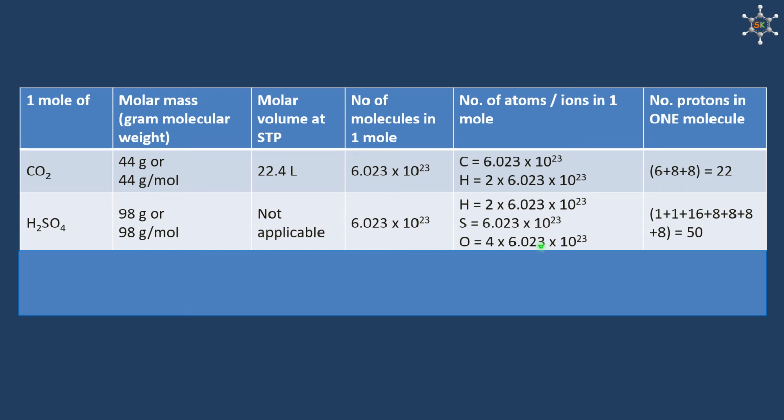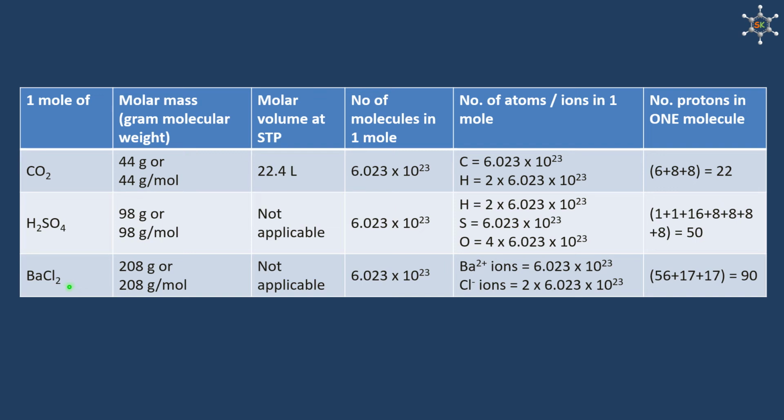of sulfuric acid. Number of protons present in 1 molecule of sulfuric acid: hydrogen will have 1, there are 2 hydrogens, so 1 plus 1. Each sulfur will have 16 protons, 16. Each oxygen will have 8 protons, so 8, 4 times. Together, one sulfuric acid molecule will have 50 protons in it, and 1 mole of sulfuric acid will have 50 moles of protons in it.